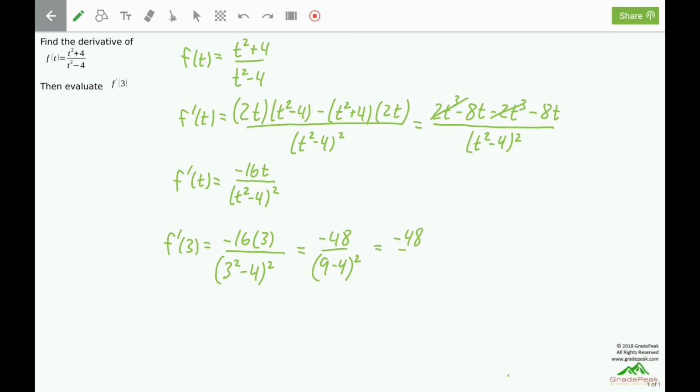So we have a negative 48 over 9 minus 4, which is a 5 squared. A negative 48 over 5 squared, which is 25, so negative 48 over 25. That can't be reduced at all. No common divisors, so we will leave it as negative 48 over 25.